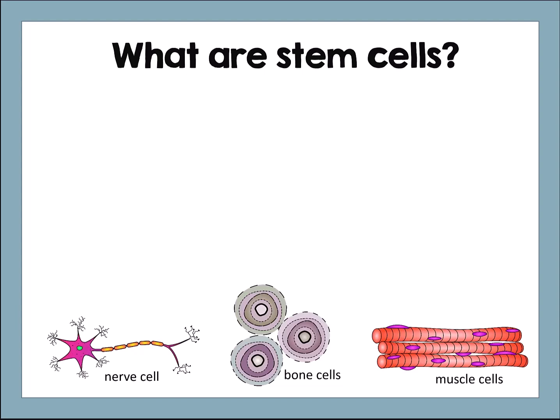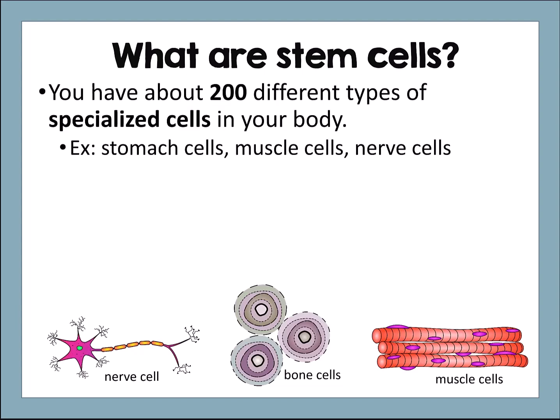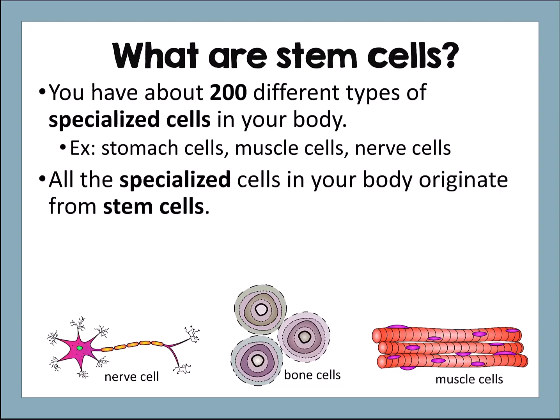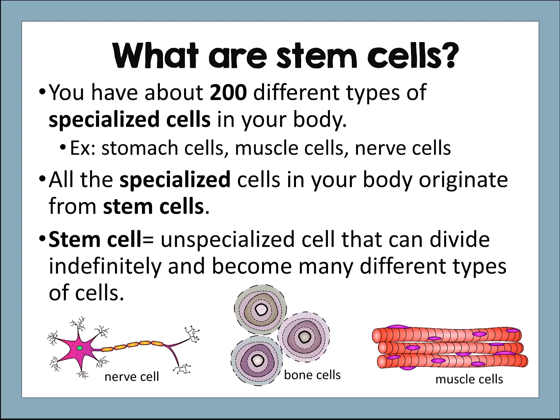So we've discussed how cells grow and divide. Let's talk about how we get the different types of cells that are in your body. You have about 200 different types of specialized cells in your body, for example, stomach cells, muscle cells, and nerve cells. All of those different types of cells have different characteristics and different functions. But they all originate from stem cells. A stem cell is an unspecialized cell that can divide indefinitely and become many different types of cells.